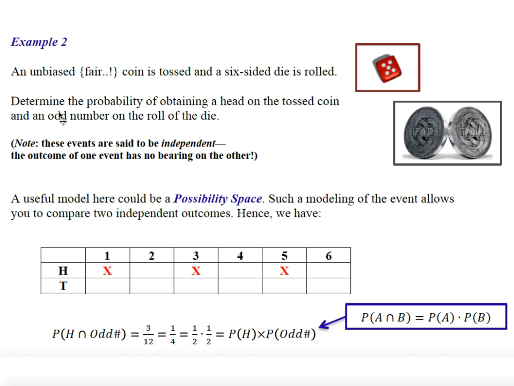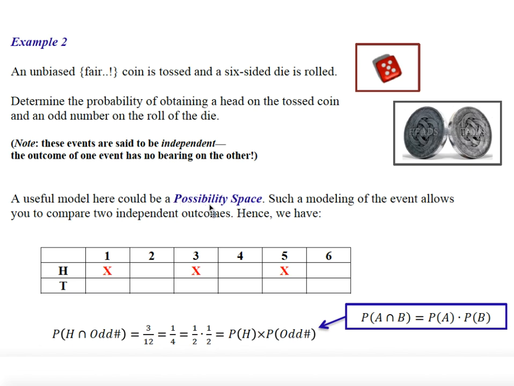So let's determine the probability of obtaining a head on a tossed coin and an odd number on the roll of a die. We should note that these events are said to be independent. That means that the outcome of the one event has no bearing whatsoever on the other. These outcomes do not affect each other at all. They're completely independent.